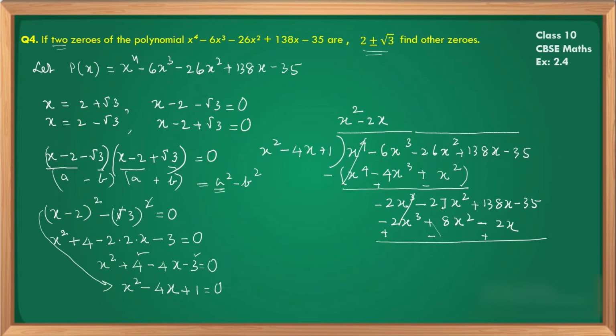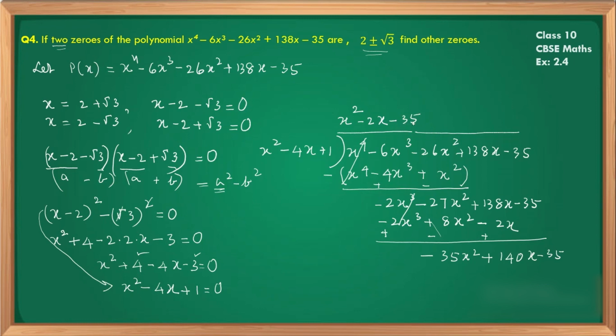Now 27x square minus 8x square, you get minus, you have to add them. 27 and 8 becomes 35x square. Here it is plus and plus, so we have to add with the plus sign 140x minus 35. Now we try with minus 35 only.